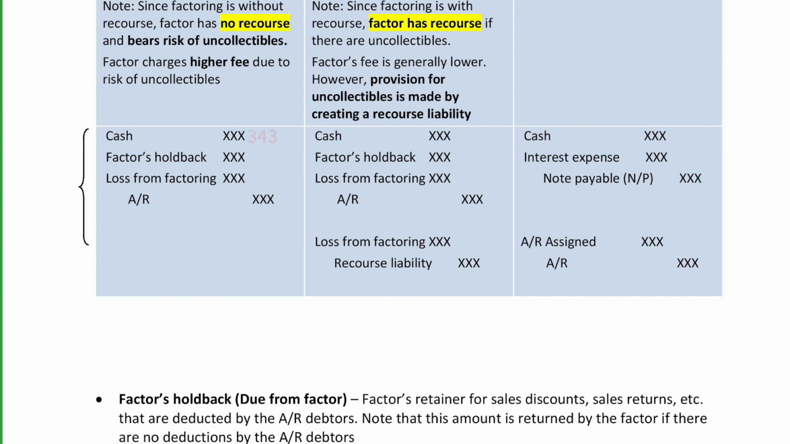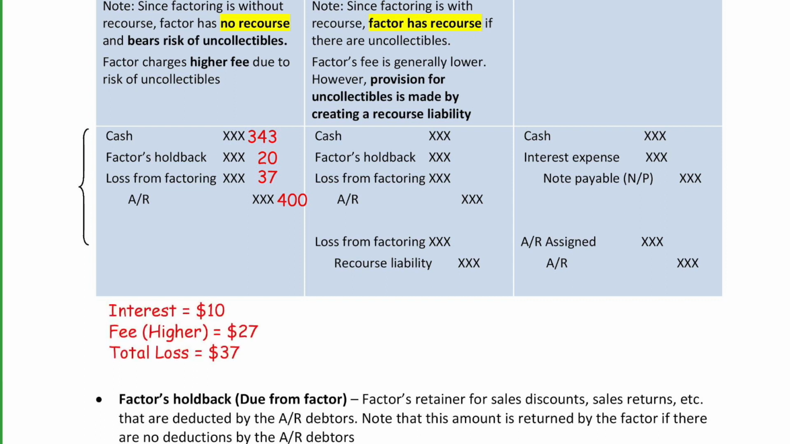So for cash, right, 343. Factors holdback, that is 20. Loss from factoring, that calculates to 37. The accounts receivable that is going off the transferor's books, that's 400. Below this column, right, interest is equal to $10. Fee, and within bracket, right, higher is equal to $27. Total loss is equal to $37.